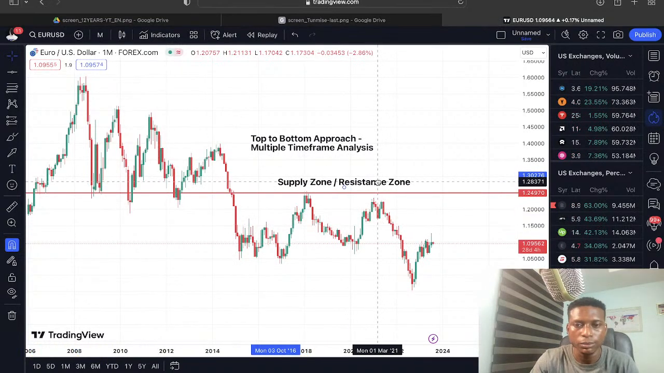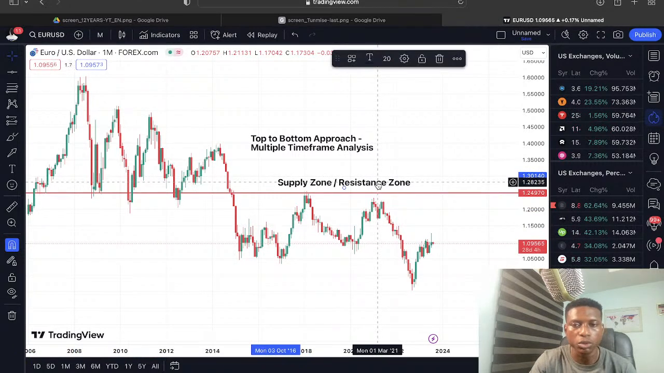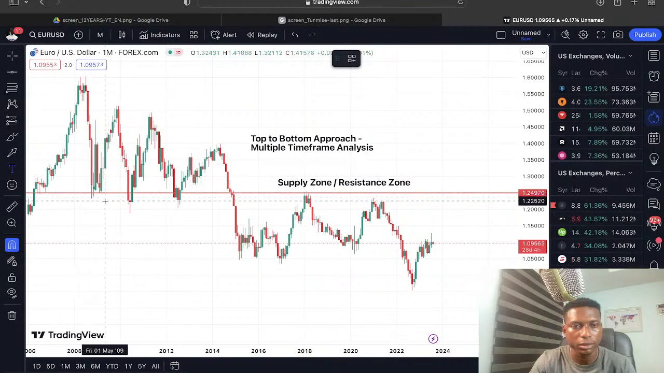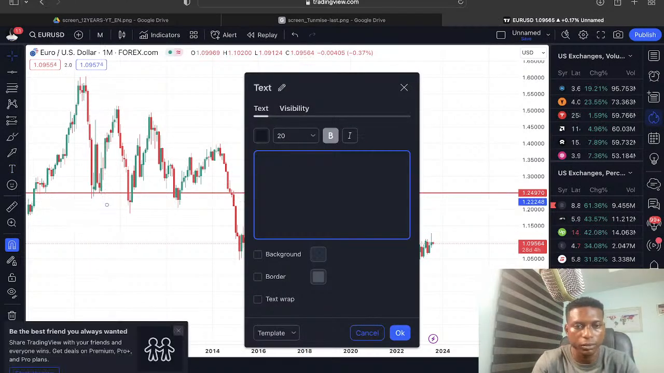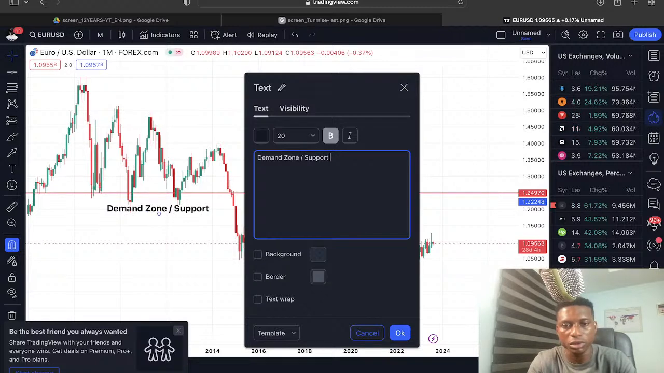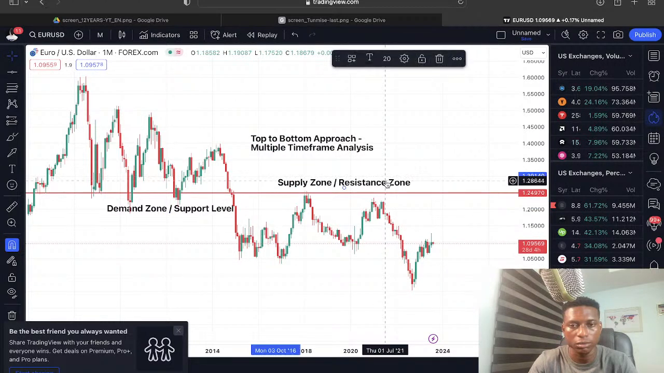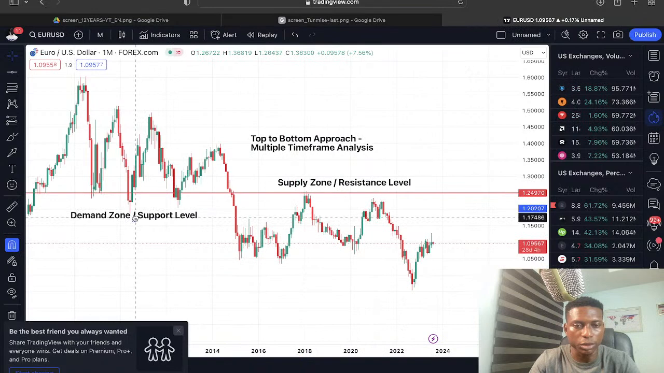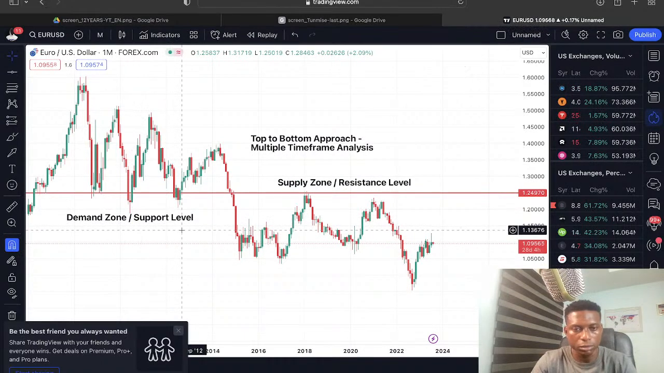Here is our supply zone. We can also call it resistance zone. And here is our demand zone, also known as support level.